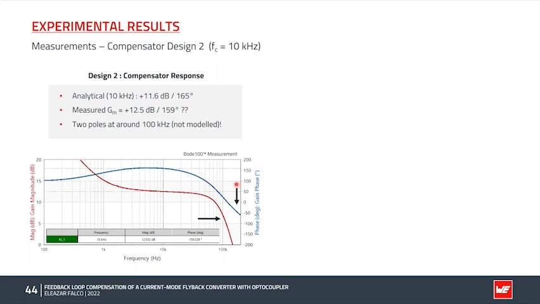This hints at two further poles which are present around 100 kilohertz, which already have some effect at the target crossover frequency of 10 kilohertz, reducing the phase with it. These poles were not included in our analysis since they are at higher frequency, but if necessary, any adjustments can be performed now with experimental results.